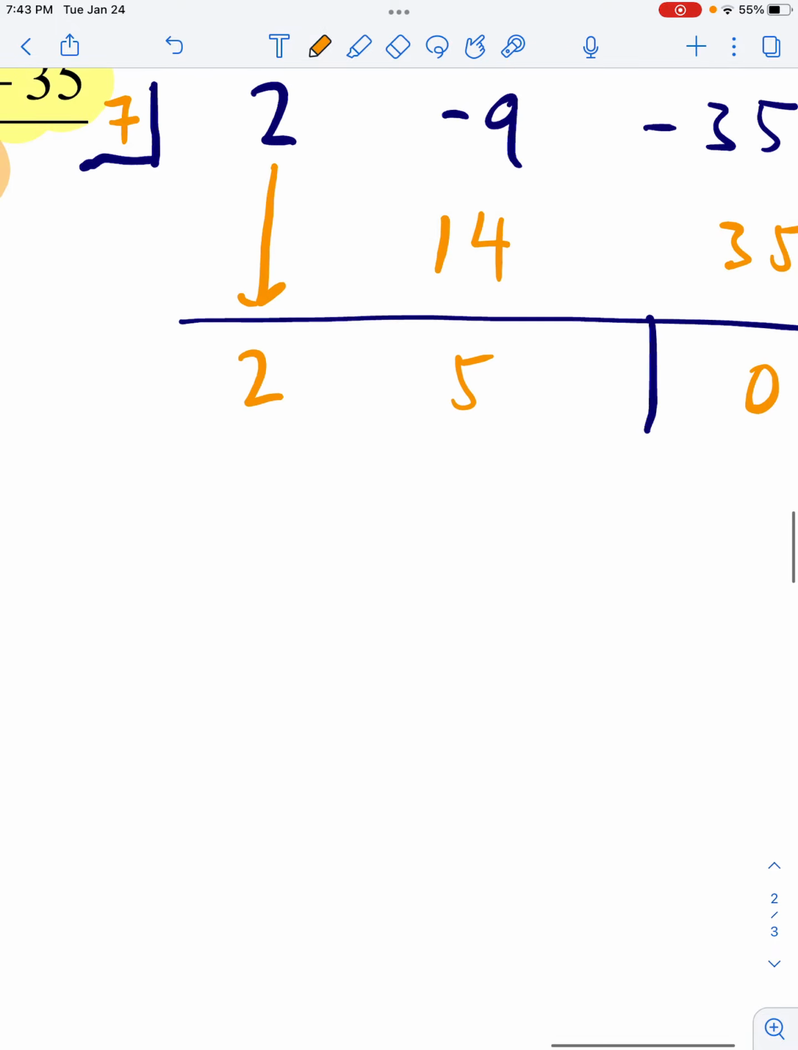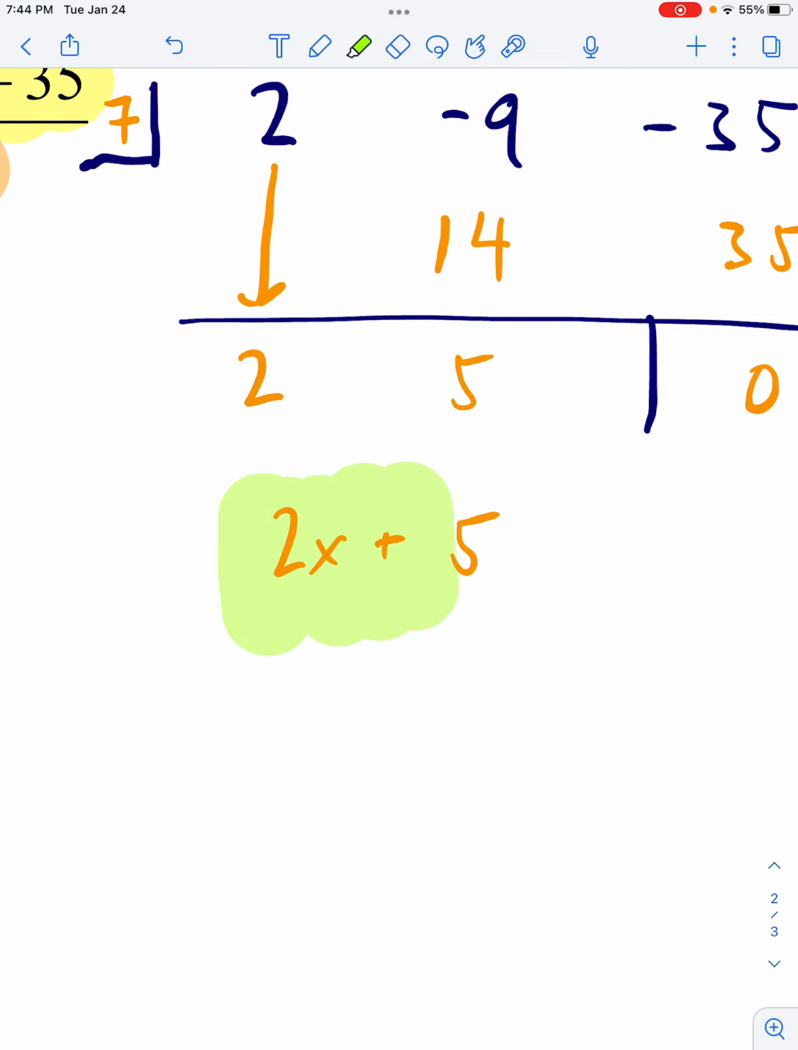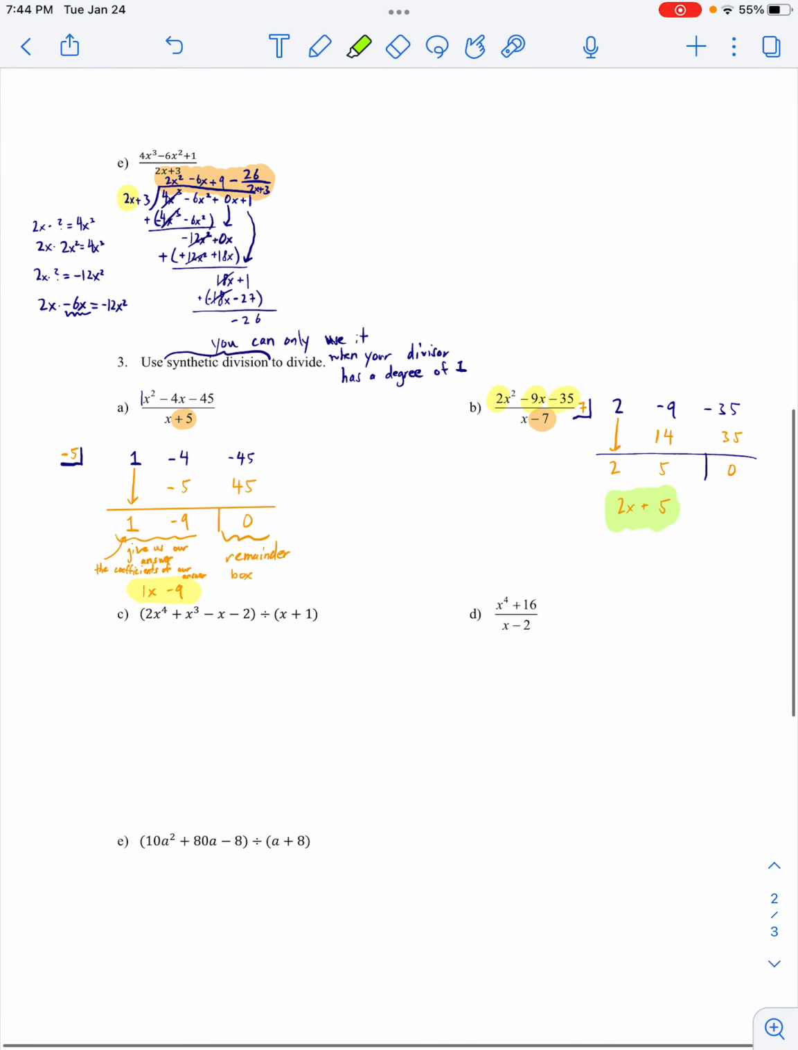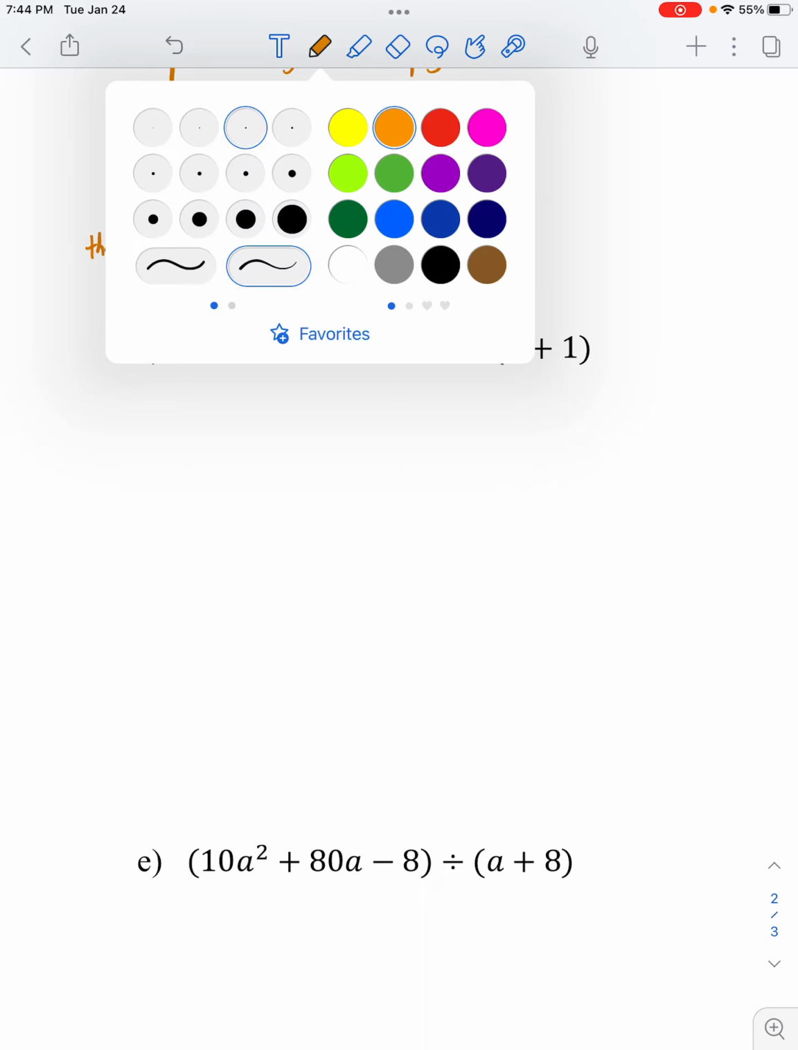And here are the coefficients of our answer. So this 5 on the right is my constant term. This 2 right here is going to be my x term. So I have 2x and then a positive 5. That's my solution, okay? All right. Let's move on to C. Now, this one's a little more relevant, okay?